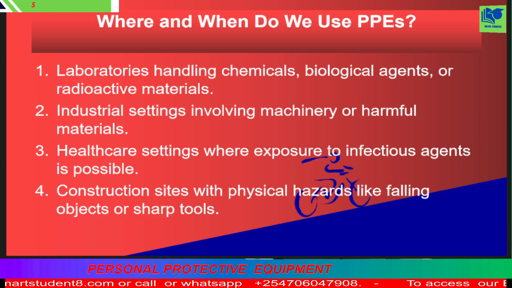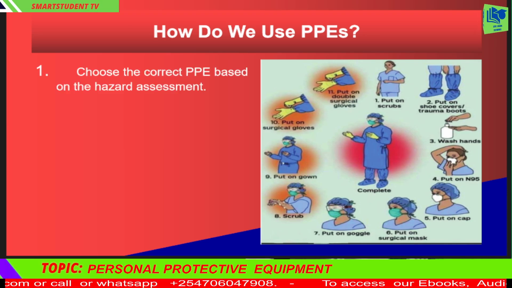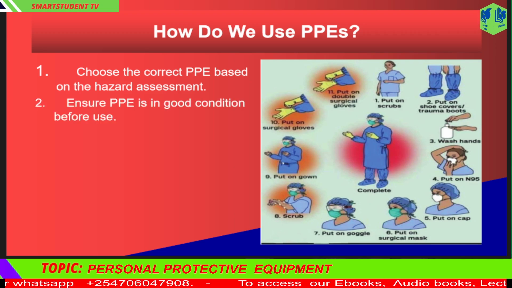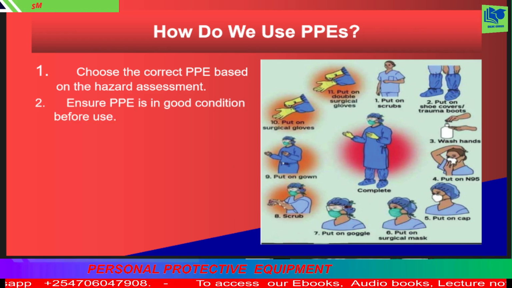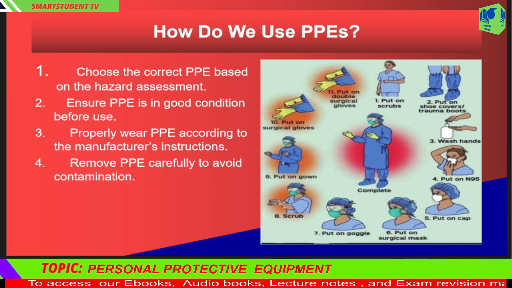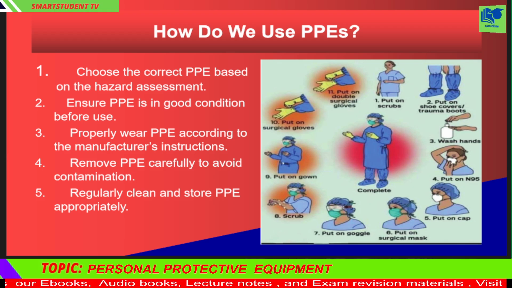How do we use PPEs? 1. Choose the correct PPE based on the hazard assessment. 2. Ensure PPE is in good condition before use. 3. Properly wear PPE according to the manufacturer's instructions. 4. Remove PPE carefully to avoid contamination. 5. Regularly clean and store PPE appropriately.